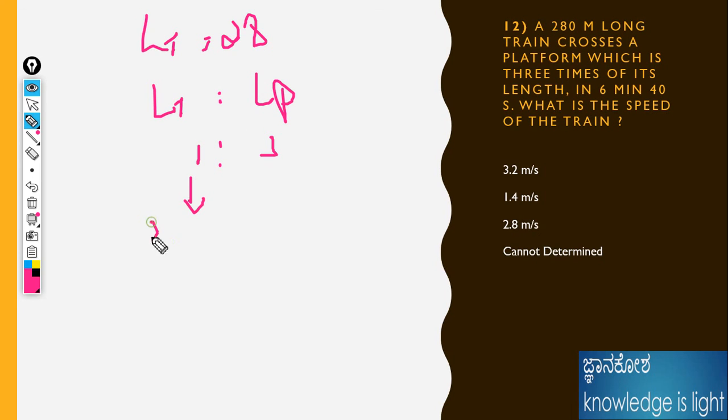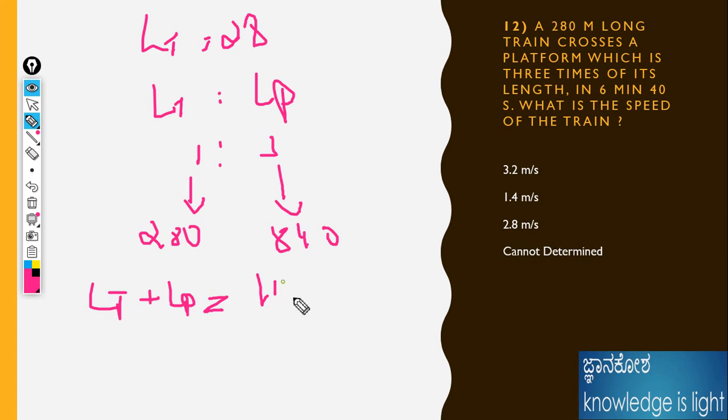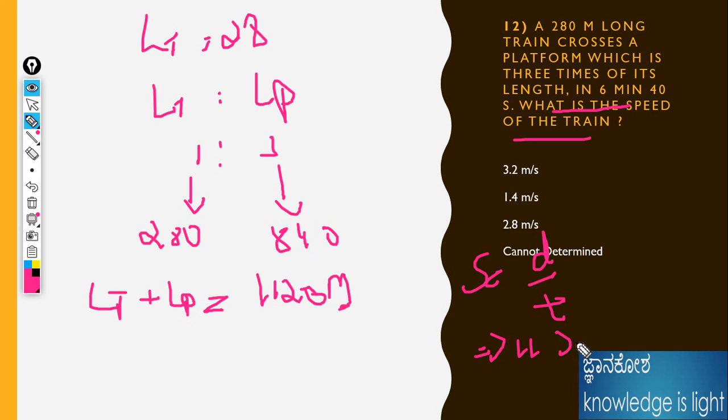Understand? If 1 unit is 280, then 3 units should be 840. Understand? Length of the platform plus length of the train, what should be the total? 1120. That means 840 plus 280 is 1120. The unit is meter. We already know the formula: speed is equal to distance by time. What is the question? Time is already given. We need to calculate the speed. What is the speed of the train? What is the distance? 1120. Okay, what is the time?